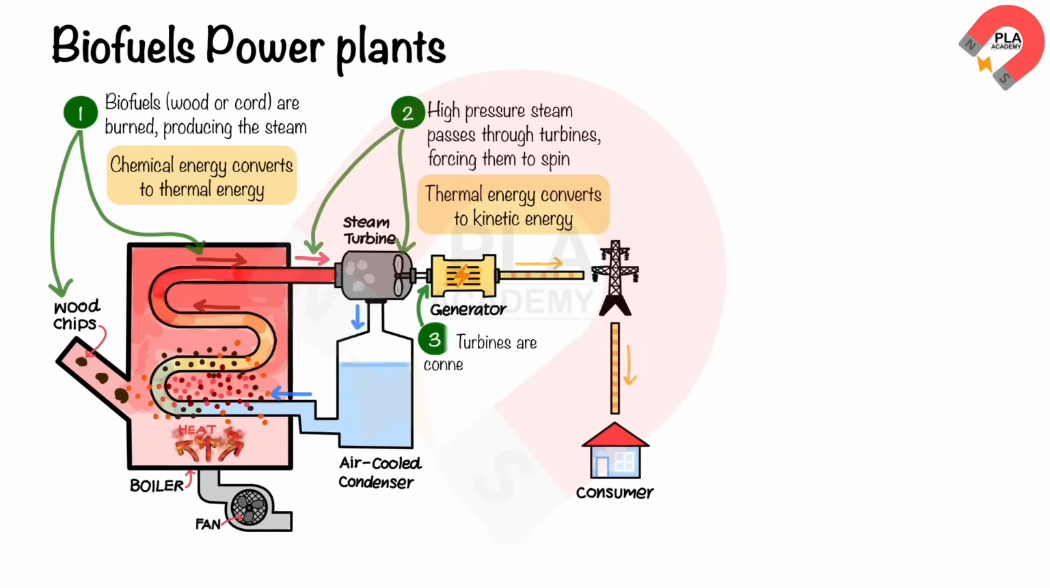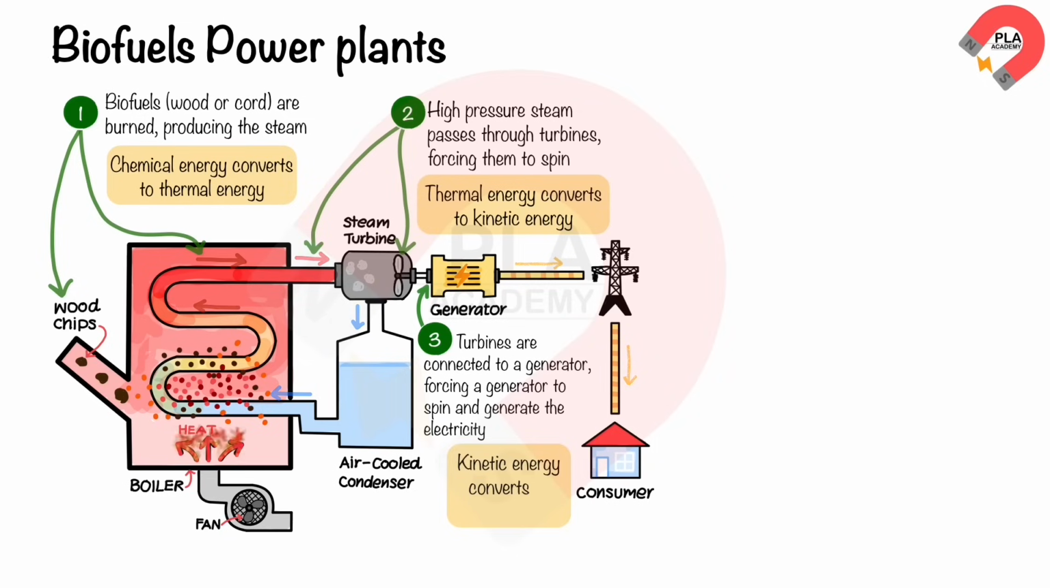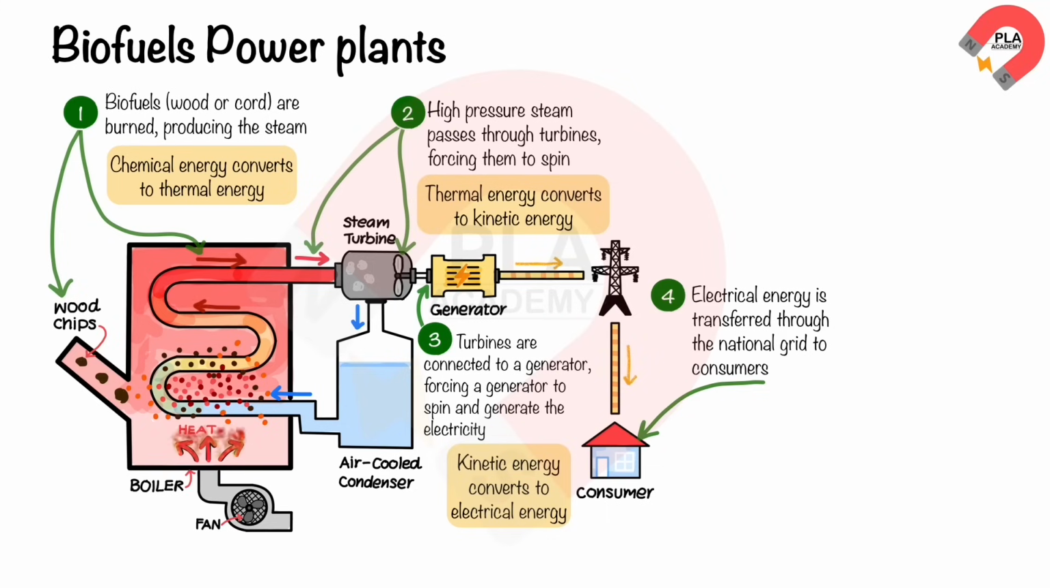The turbines are connected to a generator, which causes the generator to spin and generate electricity. This converts kinetic energy to electrical energy. This electrical energy is transferred through the national grid to homes or industrial factories. The water steam that passed through the turbines is sent to the cooling condenser and returns to the boiler again.